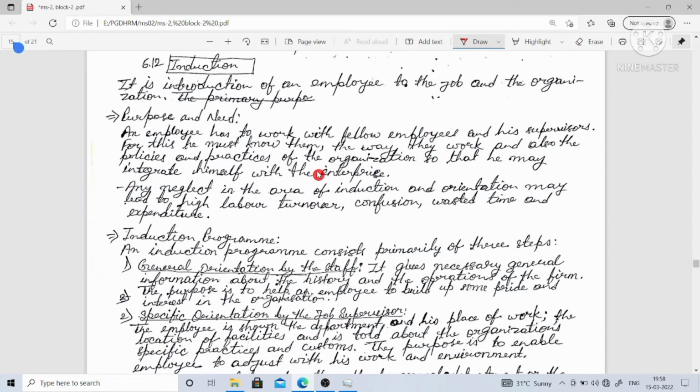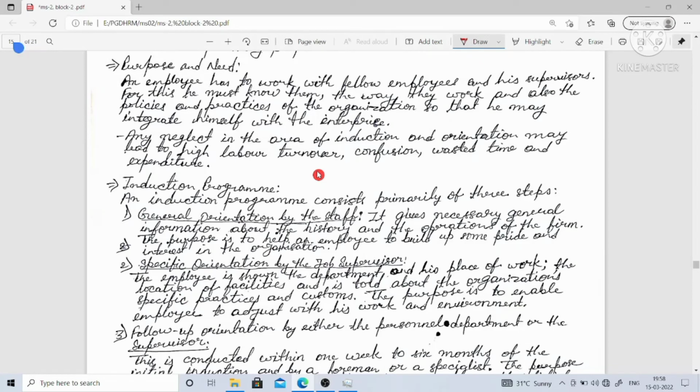Any neglect in the area of induction and orientation may lead to high labor turnover, confusion, wasted time and expenditure. So neglect in the area of induction and orientation will lead to high labor turnover. It means if people do not know about the job and the organization in a better way, then they will not be able to understand the organization and the job. So they will be confused and will waste more time.